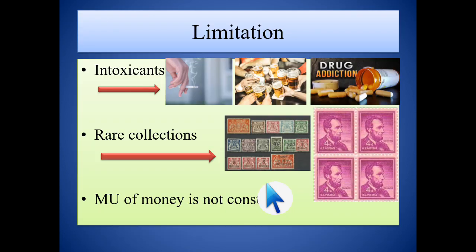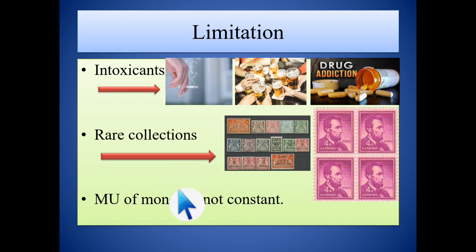So what are the limitations here? Intoxicants. People with a habit of smoking, drinking, drug addiction: if you give them more and more of the intoxicant, they will be happier. Their marginal utility will not be diminishing; it will be increasing. Next is rare collection. We all know that some people have the habit of collecting rare coins, rare stamps. The more they get, the happier they will be. So in this case, marginal utility will be increasing and increasing.